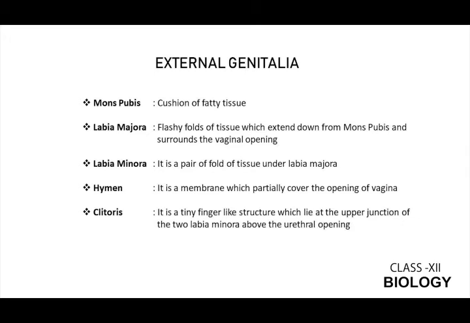Hymen, it is a membrane which partially covers the opening of vagina. This is usually seen in virgins. Next is clitoris. It is a tiny finger-like structure which lies at the upper junction of the two labia minora above the urethral opening. Okay, so this is about the external genitalia. Now we'll see the mammary gland.